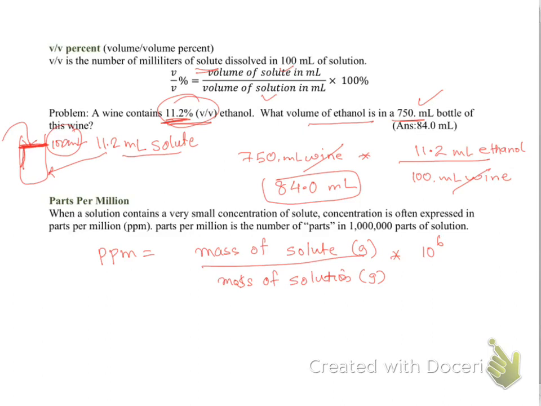You can have parts per million for the grams, you can also have parts per million for the volume. For example, parts per million is you have volume of the solute in milliliters divided by volume of solution in milliliters times 10 to the 6th. So we use it when the concentration of solute is very, very low.